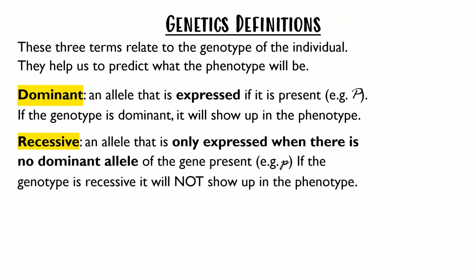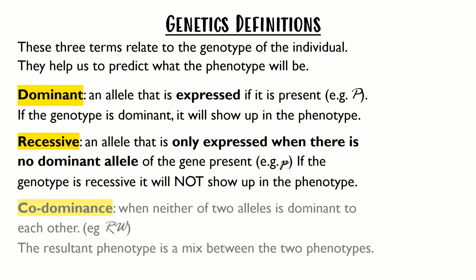Opposite of dominant is recessive, an allele that's only expressed when there is no dominant allele. So if there are two small p's, there you see the lowercase p is for the recessive allele. If there were two lowercase p's, then we would see the recessive allele show up in the phenotype. If the allele is recessive alongside a dominant one, it will not show up in the phenotype.